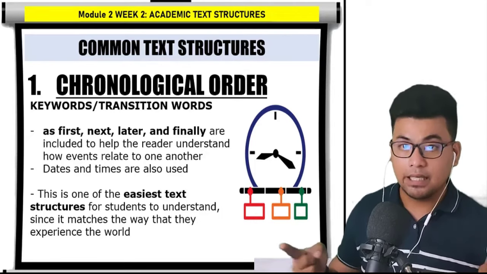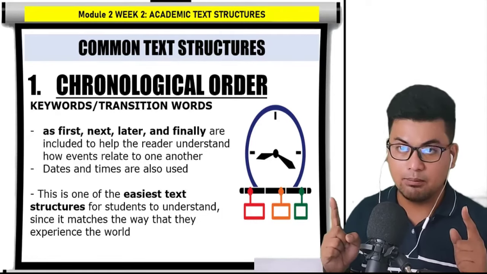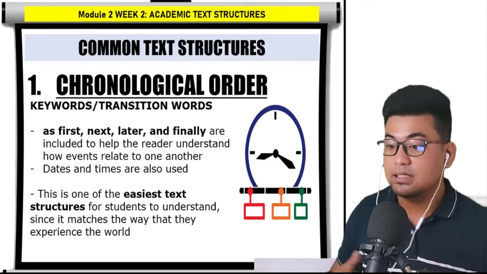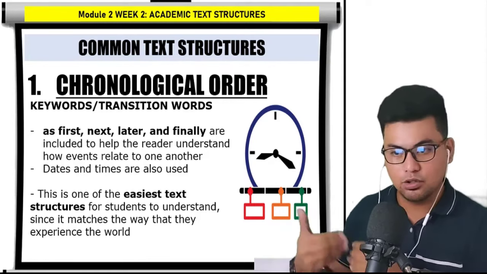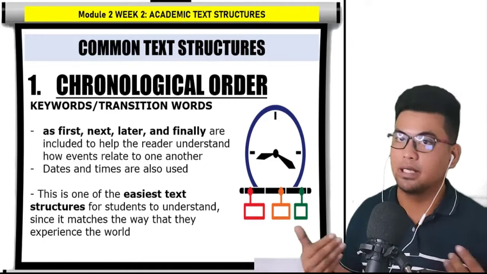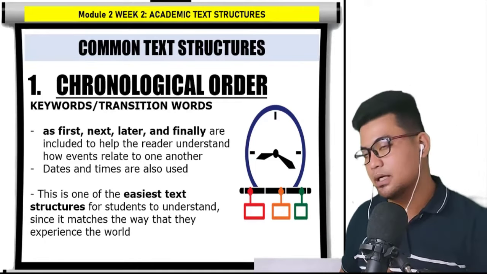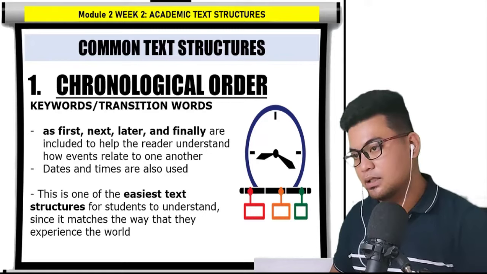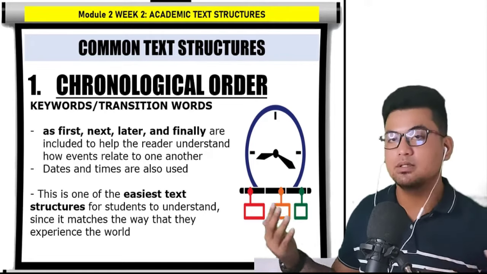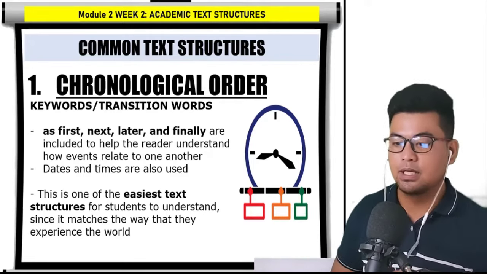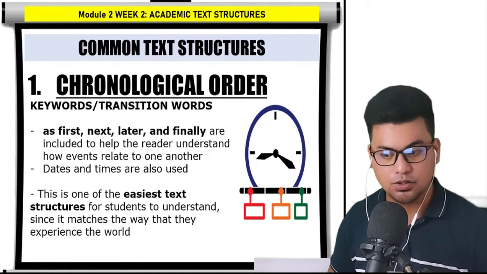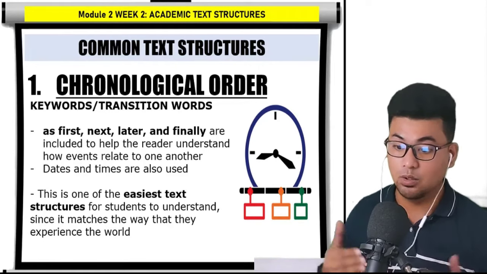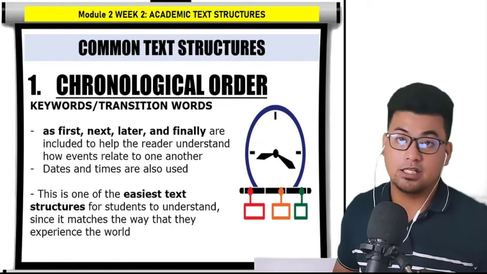Okay? So it can also, as I said earlier, be considered the dates and times. All right, it can also be used, for example, the year 1991 in the beginning, when I was born in 1991, and then when I was in elementary school during the early 90s or 2000s. So it depends upon your presentation. So again, as I also mentioned earlier, this is one of the easiest text structures for students to understand since it matches the way that they experience the world.